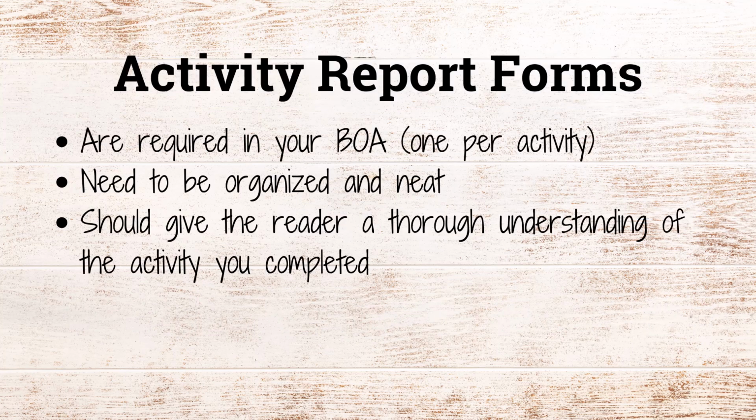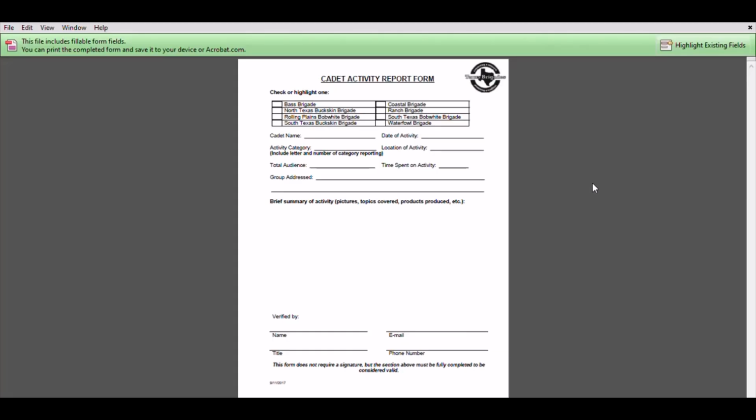The purpose of an activity report form is to report the great work you've done since camp in an organized, easy-to-read way. Ideally, it should give the reader a thorough understanding of the activity completed. Plus, one activity report form is required for each activity in order for it to be counted for points towards your final BOA score. In this video, we're going to go through each part of the activity report form, and I'm going to help you fill it out with the best types of information so you can maximize your points possible.